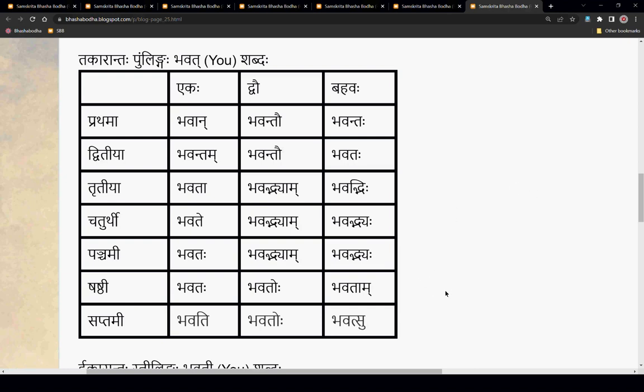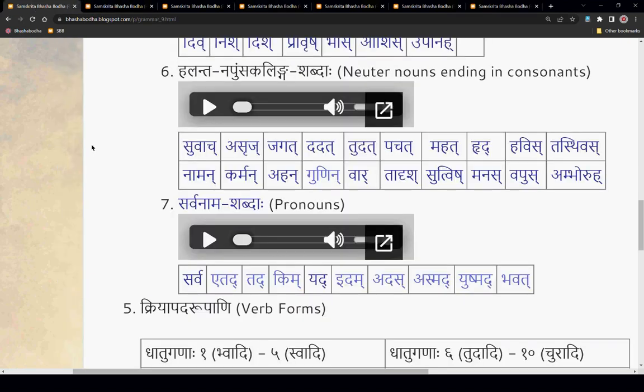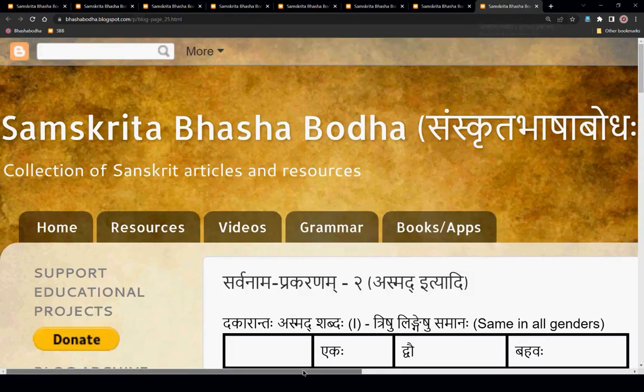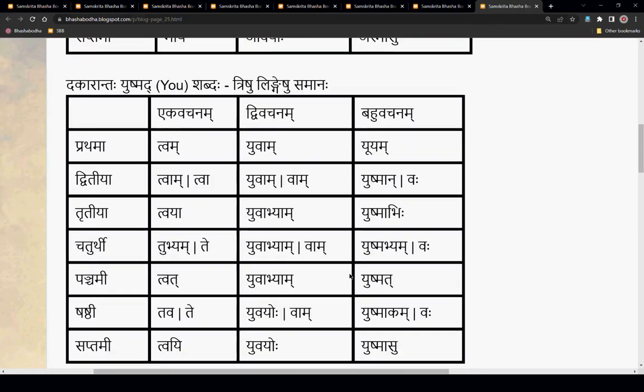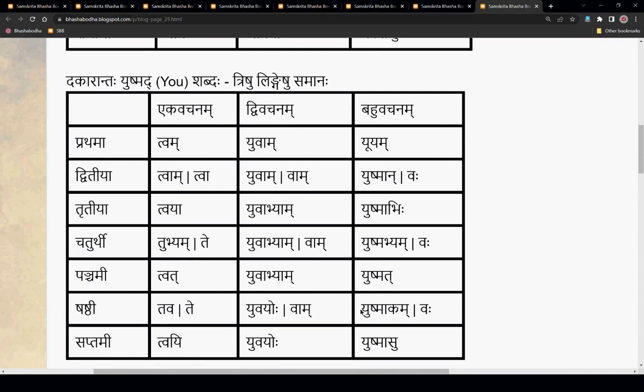Because Pullinga and Strilinga are there. Otherwise, if you don't want to use two different words, simply you can use this Yushmad Shabda, which stands for just you in any lingam. Then you can use just Yushmakam. Yushmakam swagatam asti melane. Melane means gathering. Melane Yushmakam swagatam asti. Melane Bhavatam Bhavatinam cha swagatam asti.